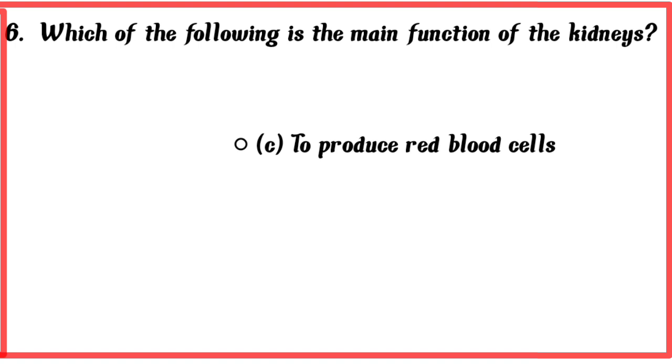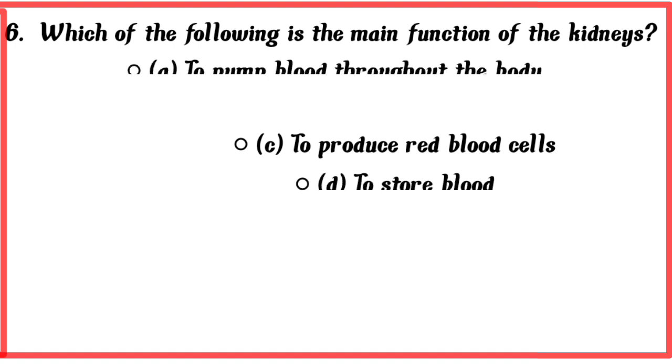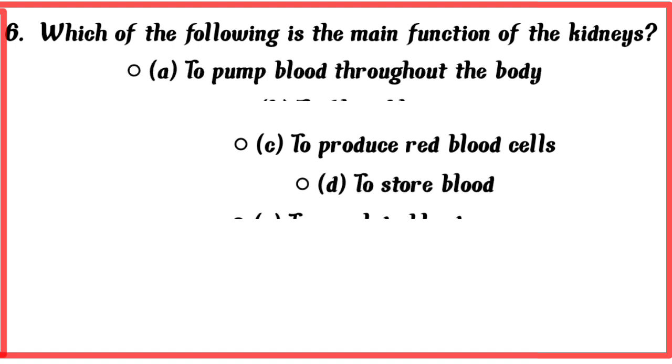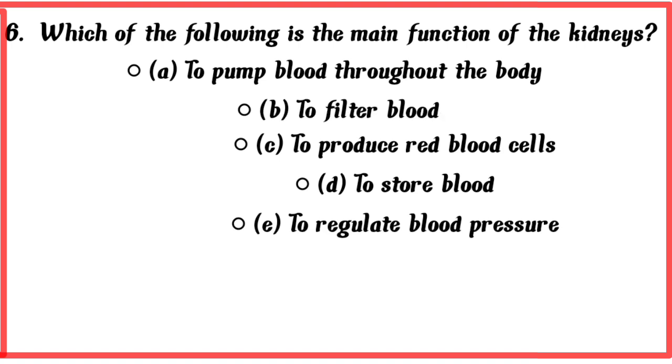Answer E. 6. Which of the following is the main function of the kidneys? A. To pump blood throughout the body, B. To filter blood, C. To produce red blood cells, D. To store blood, E. To regulate blood pressure.